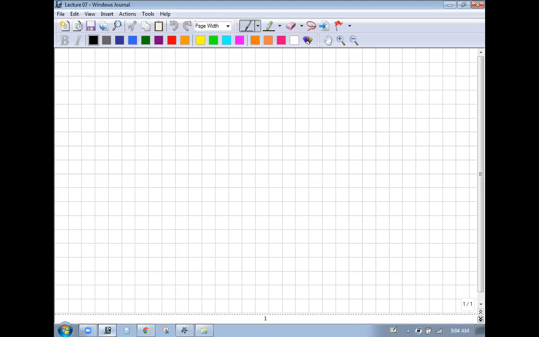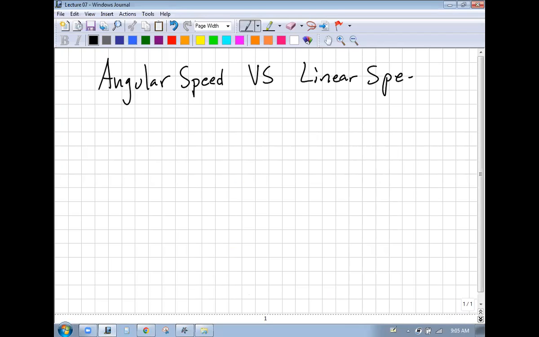So today we're going to go to module 4, but before we do, I want to introduce a concept. We have angular speed versus linear speed. Angular speed is an angle per time, whereas linear speed is a distance per time. Linear speed is like what your speedometer in your car tells you, something like miles per hour. Angular speed is an angle per time.